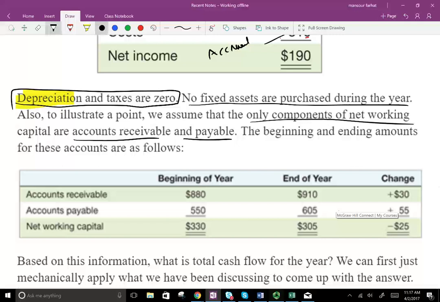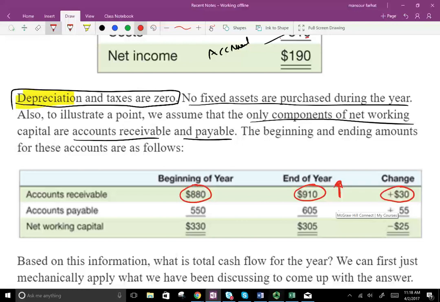We have accounts receivable at the beginning of the year, $880. At the end of the year, 910. So here's the beginning accounts receivable and here's the ending accounts receivable. Let's analyze accounts receivable separately first. Accounts receivable went up. How much did it go up? It went up $30.